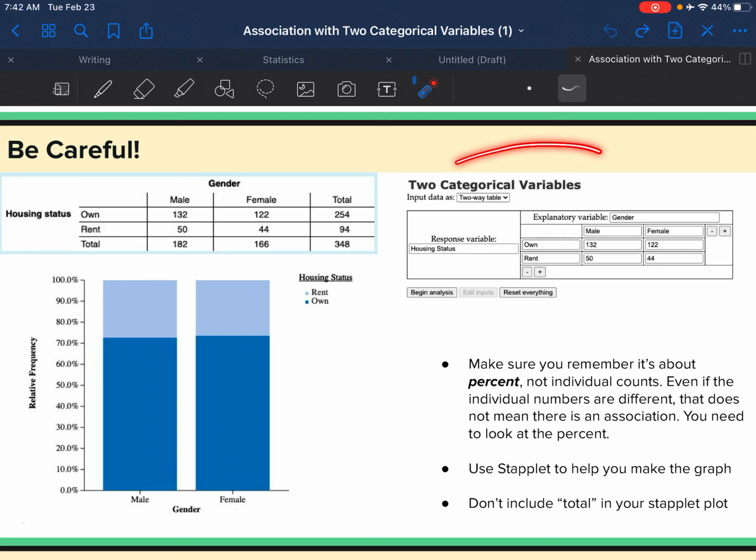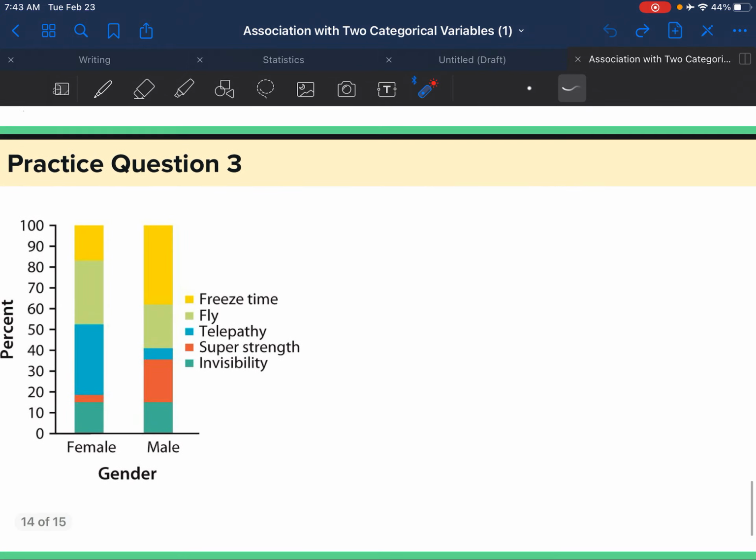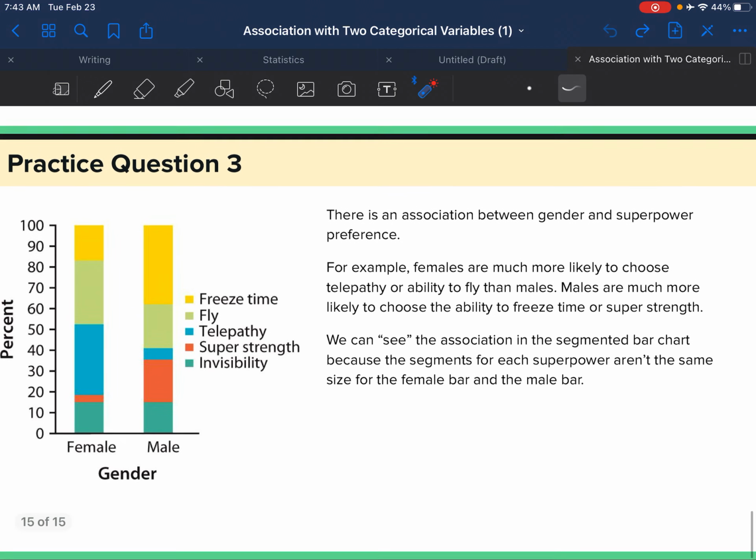So it's always helpful to use Statlet and to put the table into Statlet. Don't include the totals, but only the important values. And then you'll get your bar graph and you'll be able to see it a lot easier. So there is an association, again, just because the size of each bar changes.